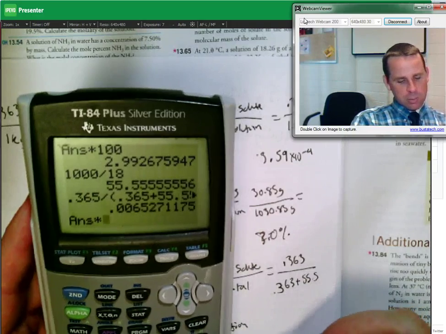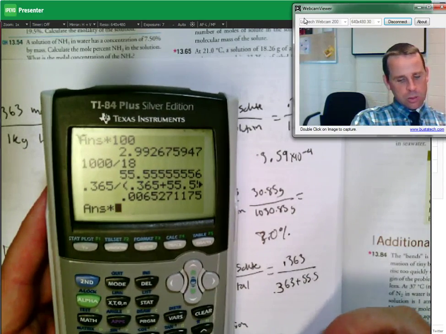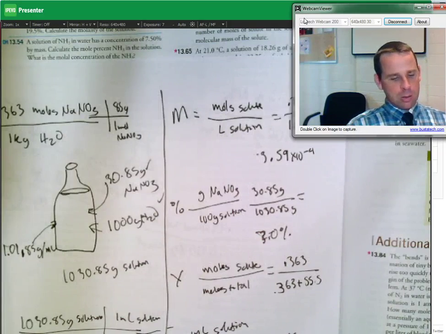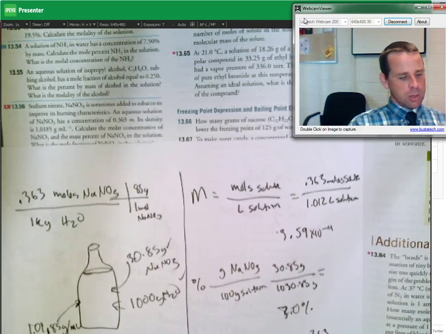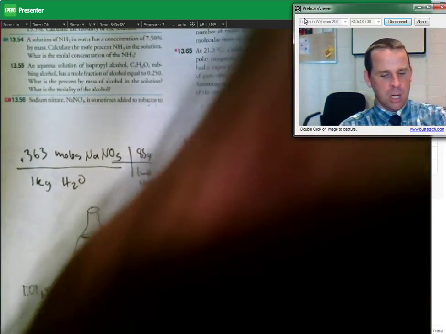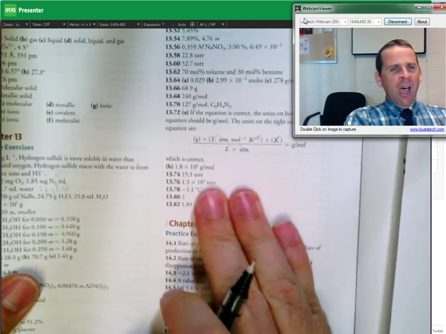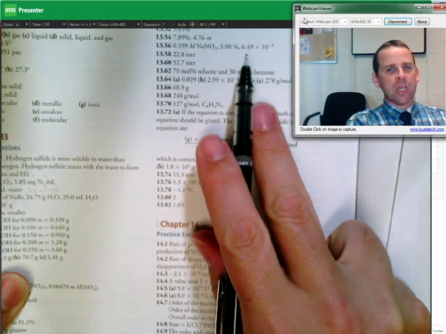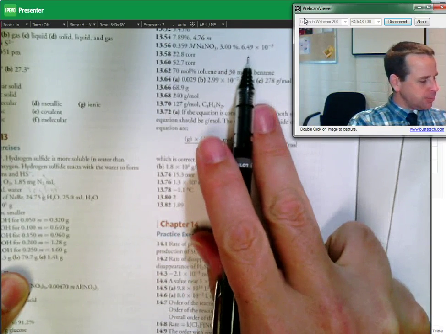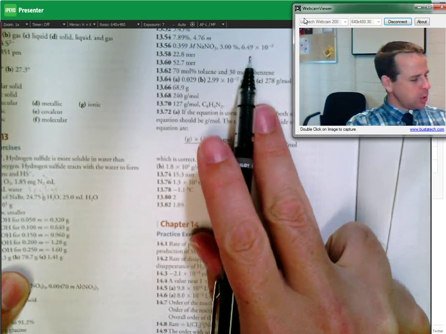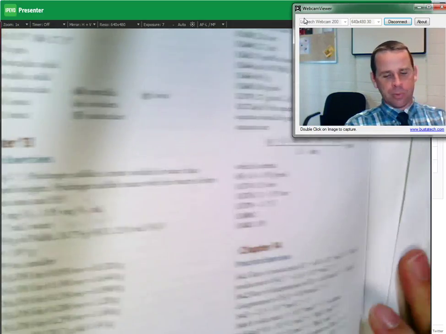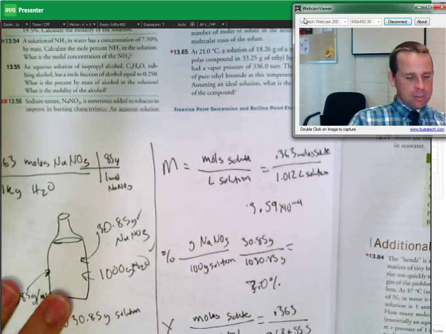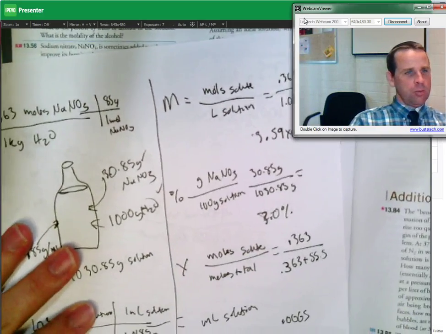Oh yeah, and that's all I want, is the mole fraction. So 0.0065. If I wanted mole percent, then I multiply that by 100. All right, so what number are we on? 1356. .00649. Okay, so I got 0.0065. So close enough. All right. Now moving on.